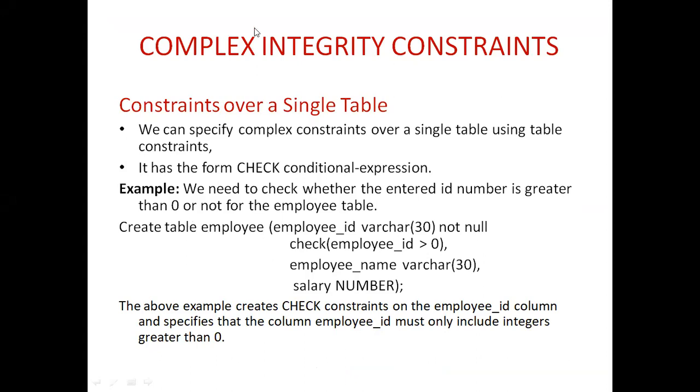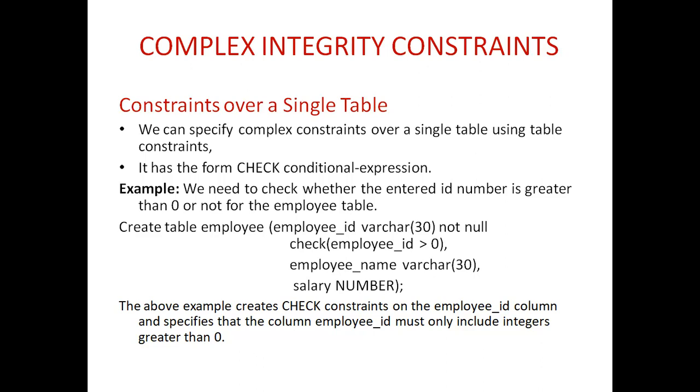Next is complex integrity constraints. You have already seen some of the integrity constraints in your second unit. Right? What were the integrity constraints you have seen? Yes, like domain constraints, key constraints, right? So those have been defined over the columns, right? Those constraints are not enough to give a set of rules, right?